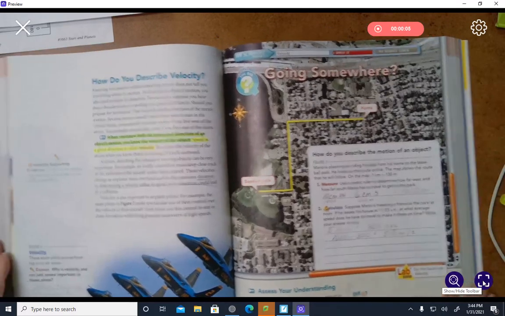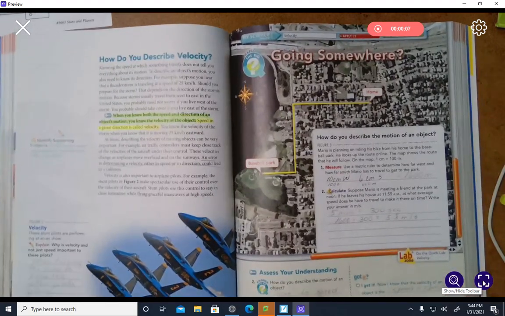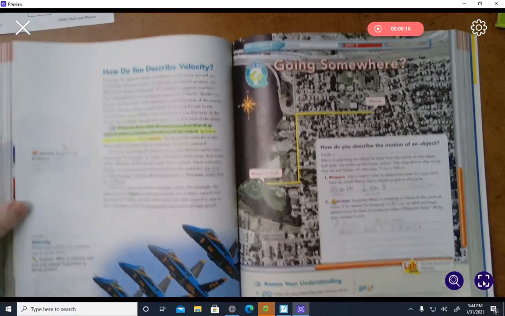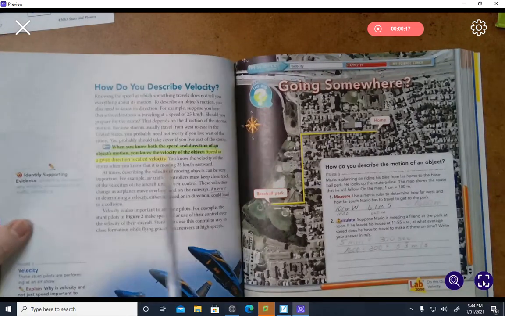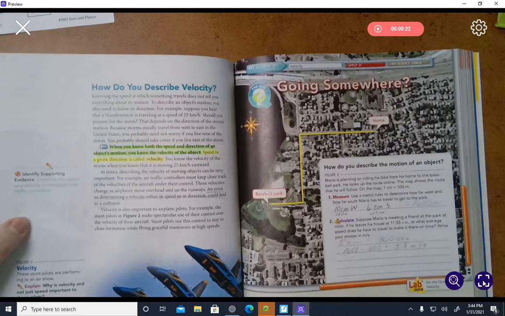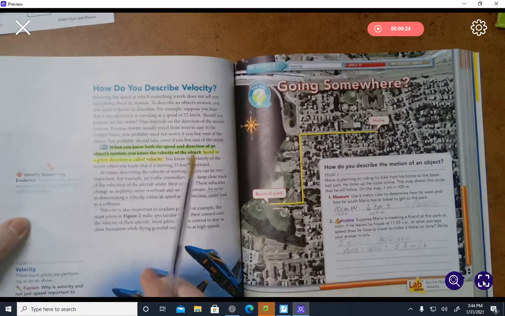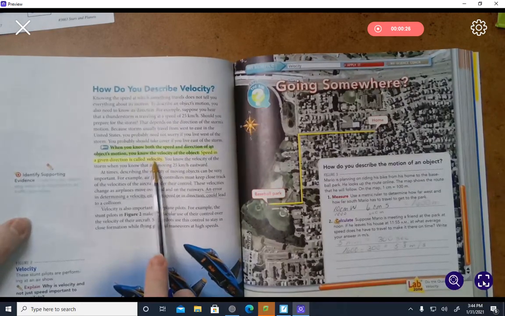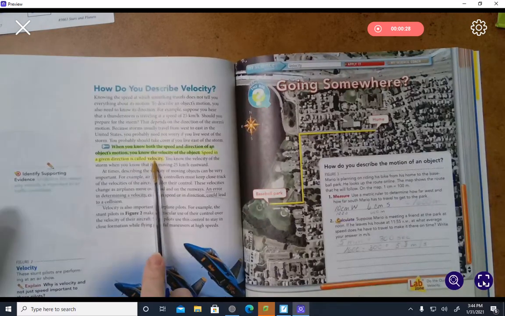Hello, remote students. I wanted to go over the answers in the book with you so that you could check and see how well you were doing in understanding what you've read. Remember that whenever you see a key idea, I would highlight it so it jumps out of the page. Also, the definition of a bold-faced word.